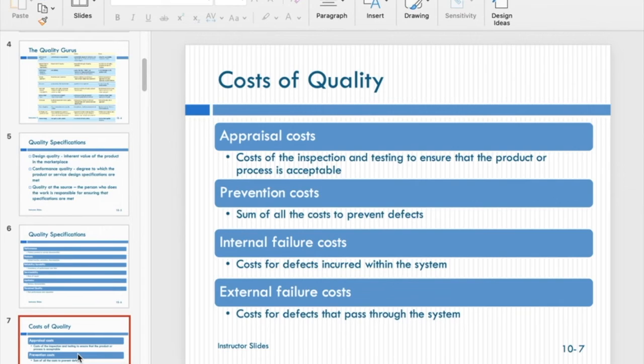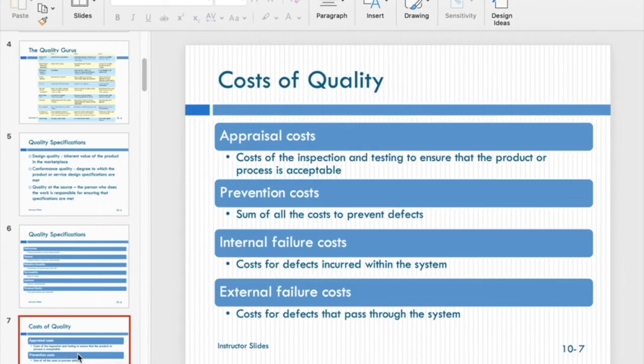No matter whether it's internal failure costs or external failure costs, although the defects come from different places, one within the system, one passed through the system, these two costs occur once the defective products actually happen. This is an afterward thing. But the appraisal cost and the prevention cost are basically before the defective products happen, or while testing the product. So let me ask you one question.